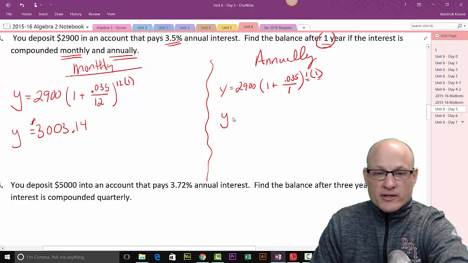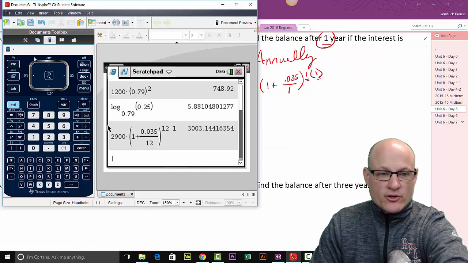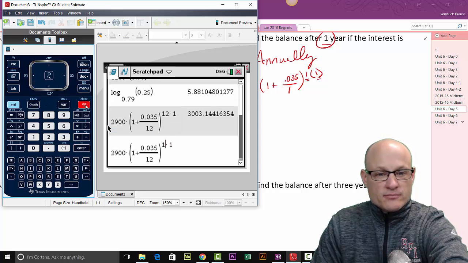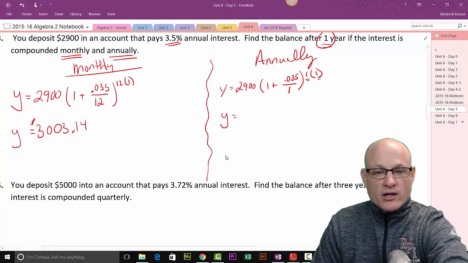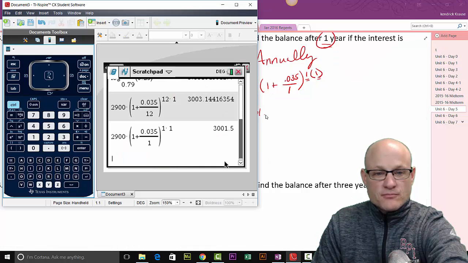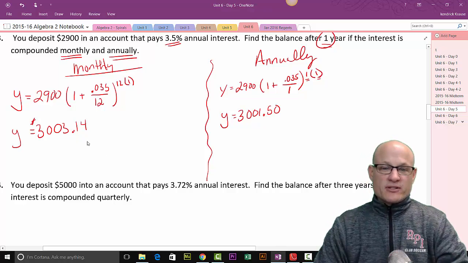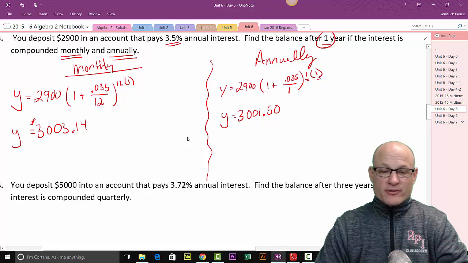So do we expect it to be more or less over here? If you understood what I talked about earlier, you'll know the answer to this one. Now, we're going to do this exact same formula. The only difference is we're only going to compound it once, but we're only going to have to divide by 1 too. And we hit enter. $3,001.50. Sorry, and 50 cents. So it doesn't look like it's a big difference, $1.50, $1.64, whatever it is.